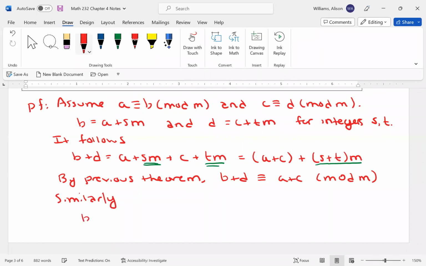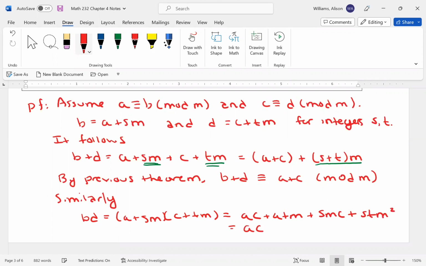B times D equals A plus SM times C plus TM, which equals AC plus ATM plus SMC plus STM squared. So I'm just foiling. But then that equals AC plus M times AT plus SM plus STM. And again, it's in the right form. So it follows that BD is congruent to AC mod M.